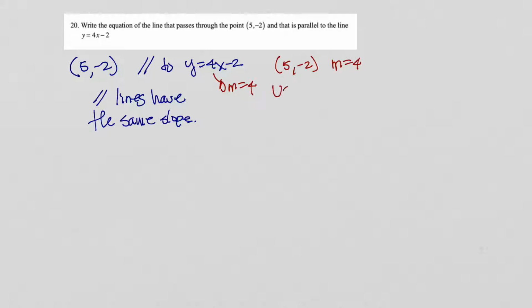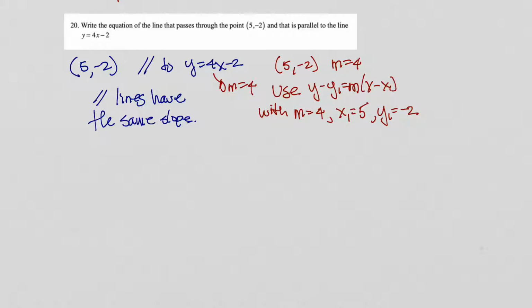So what we're going to do is use the point slope form, y minus y1 equals m times x minus x1, with, now look what we have. M is equal to 4. X1, the first x value that we're given, is 5, right? That's the only x value we're given. And y1, let's get it right here, y1 is equal to that negative 2.